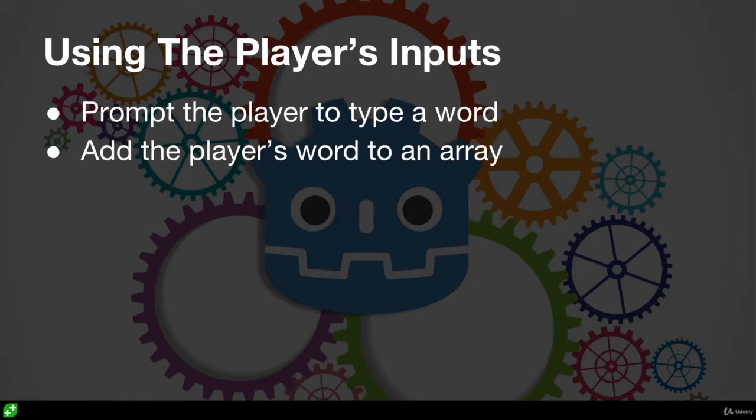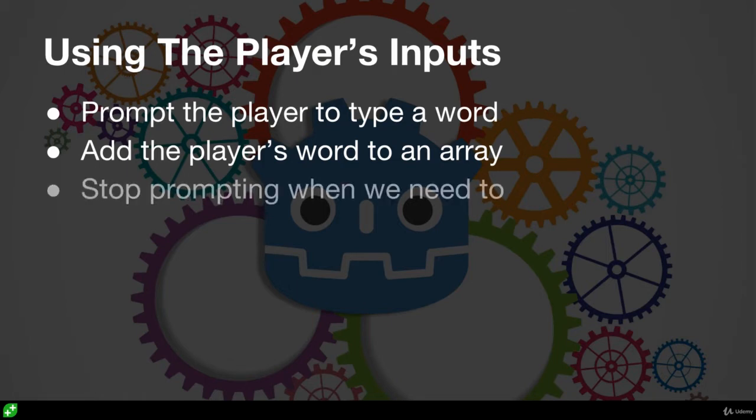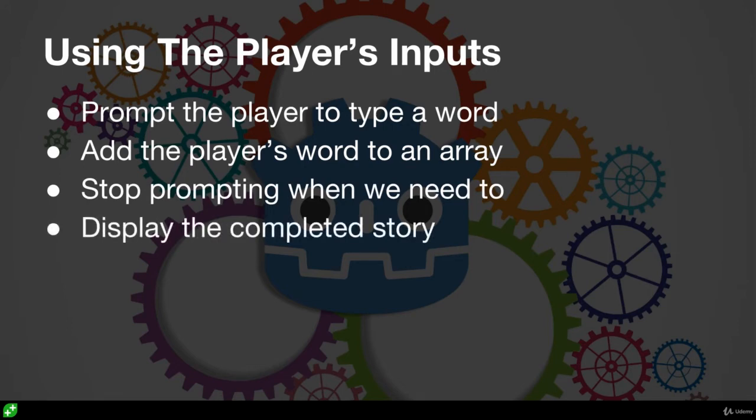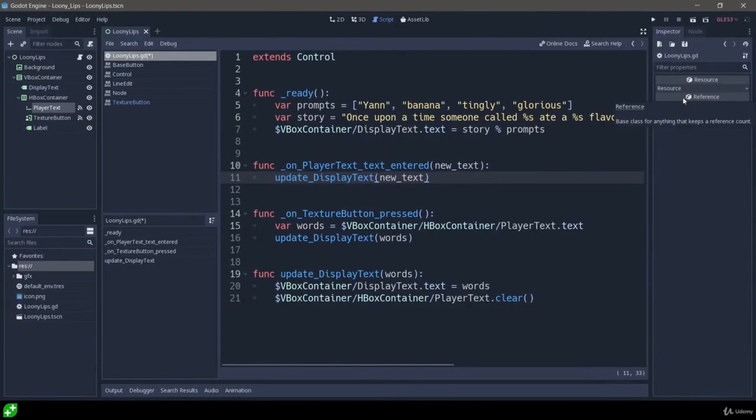I can't put everything in prompts, I need to store them separately. Third, I want to stop prompting the player when we need to and instead display the completed story. I can't display the story before it's completed because we'll get a bug, right? It'll either say there's too many arguments or too few arguments, so I can't put these together as a single string. So I need that logic in there. Okay, so let's get in here.